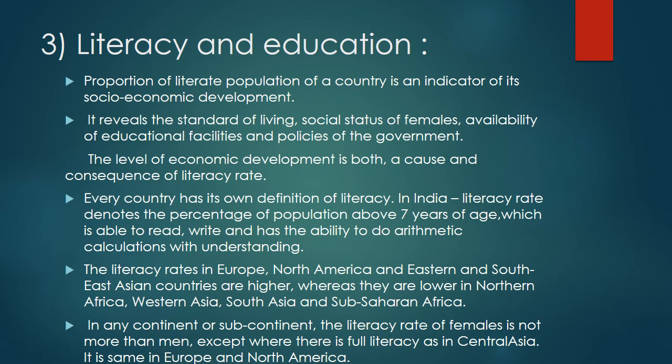The literacy rate in Europe, North America, Eastern and Southeast Asian countries is higher, whereas it is lower in Northern Africa, Western Asia, South Asia, and Sub-Saharan Africa. So there are high literacy rates and low literacy rates according to the development of the country.